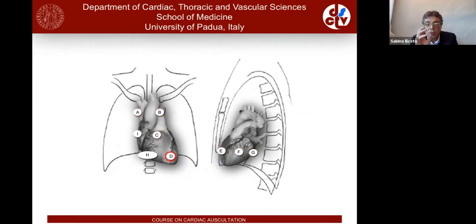Then you will return to D because you need to synthesize sounds collected in the previous area. And if necessary, you will move to H, that is the area of the tricuspid valve, in order to see if there is a murmur that increases after a respiratory maneuver, like the Rivero-Carvallo maneuver, that usually is related to the presence of tricuspid regurgitation.